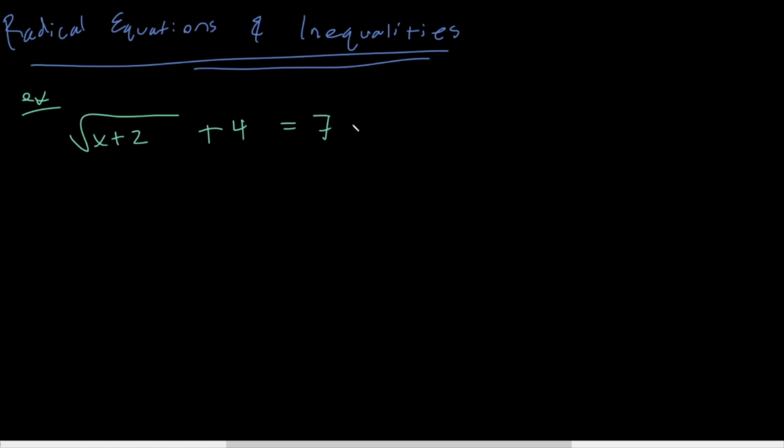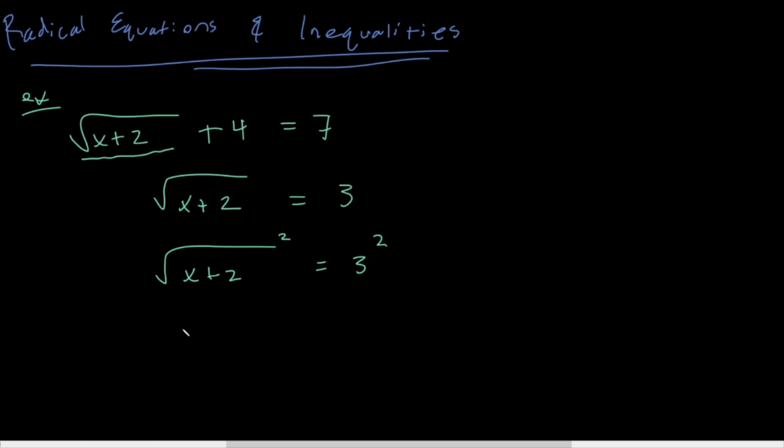So in general, we're going to want to isolate this square root. And the reason we want to do that is because then we will be able to square both sides, get the square root to go away. So let's go ahead and do that. If I want to isolate this, I need to subtract 4, so I get root x plus 2 equals 3. Here I will square both sides. If I square both sides, the left side is going to become x plus 2. If you square a square root, it's like they cancel. And I get x plus 2 equals 9, x equals 7 is what I get.